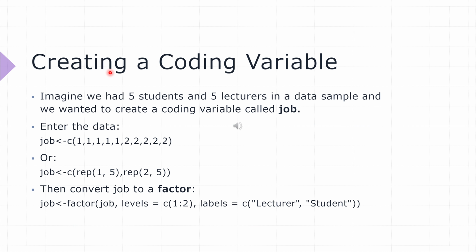Creating a coding variable and turning it into a factor. Suppose our sample has 5 lecturers and 5 students. Enter the data like job <- c(rep(1, 5), rep(2, 5)), then job <- factor(job, levels = 1:2, labels = c("Lecturer", "Student")). Now job prints with labels instead of mysterious numbers. Great for models and plots.